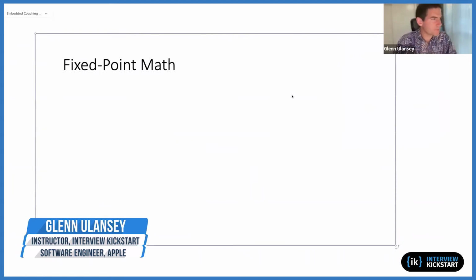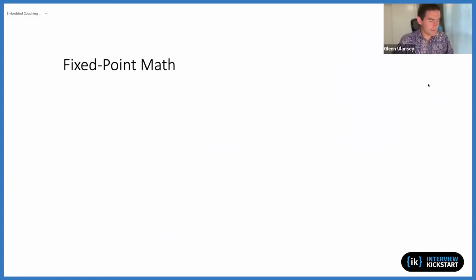Some questions about fixed point math. This is one of the top topics that came up on yesterday's Sunday session, and it comes up on most of my Sunday sessions. We talk about fixed point and how in memory fixed point is represented. And then we go into how floating point, floats and doubles are represented in memory.